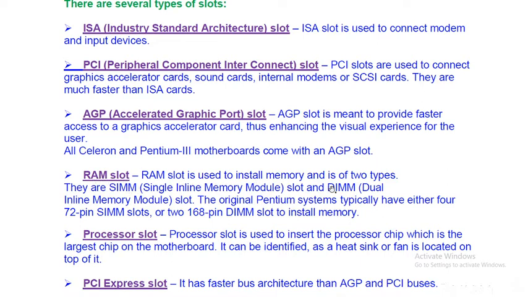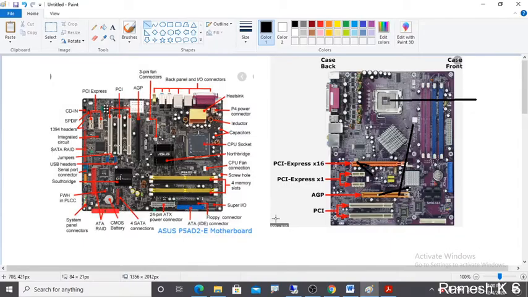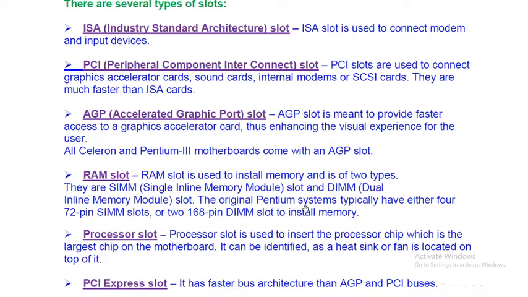RAM slots means random access memory slots. They are used to install memory and are of two types: SIMM, single inline memory module slot, and DIMM, dual inline memory module slot. You can observe here the memory slots, four memory slots. These are the memory slots.